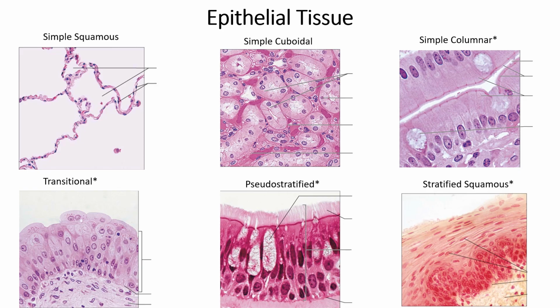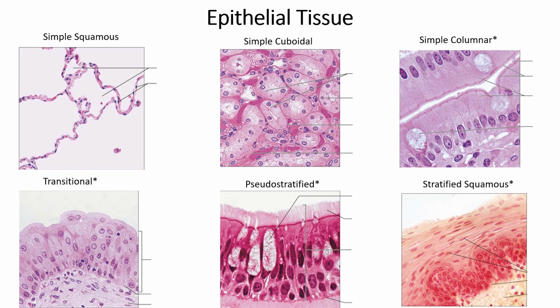Notice that we see simple squamous, simple cuboidal, and simple columnar, and we see stratified squamous, but no stratified cuboidal, no stratified columnar, right? Those two types of tissue, as we have touched on in lecture, are rare types of epithelial tissue. So we're not even going to concern ourselves with looking at those, right?